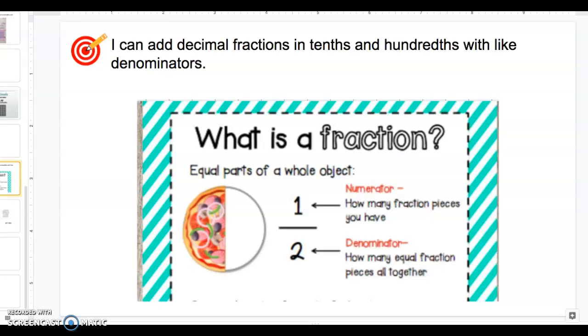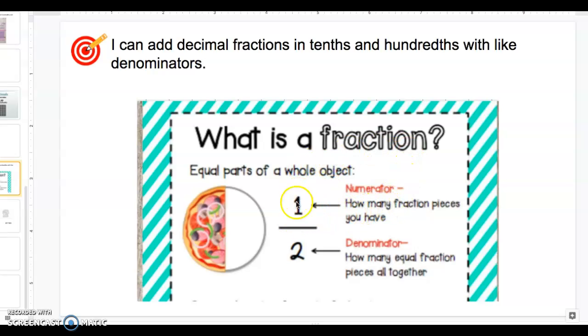Hey, fourth graders. Today our learning target is I can add decimal fractions in tenths and hundredths with like denominators. So we are talking about decimal fractions today, but as a quick review, what is a fraction? It's equal parts of a whole object.